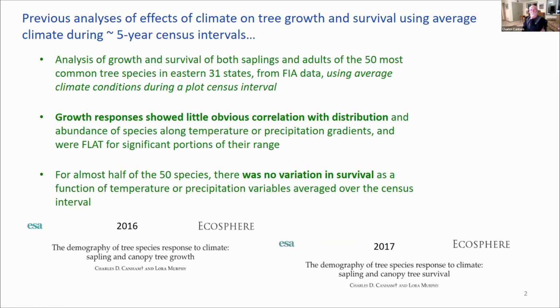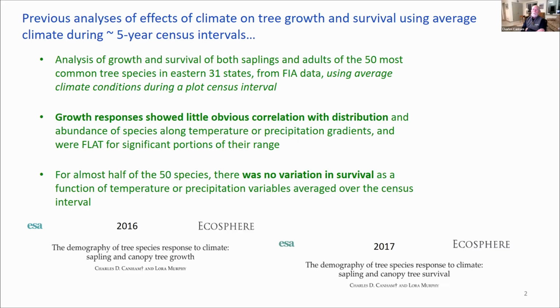Many of you know that I've been working with FIA data for many years. And about 10 years ago, Laura Murphy and I did analyses very similar to what Chris described, in which we simply used conditions during the 5-year census intervals to look at growth and survival. We tend to be working with the 50 most common species in the eastern US because the information is being used to inform the modeling we do. And we did these papers and we published them.